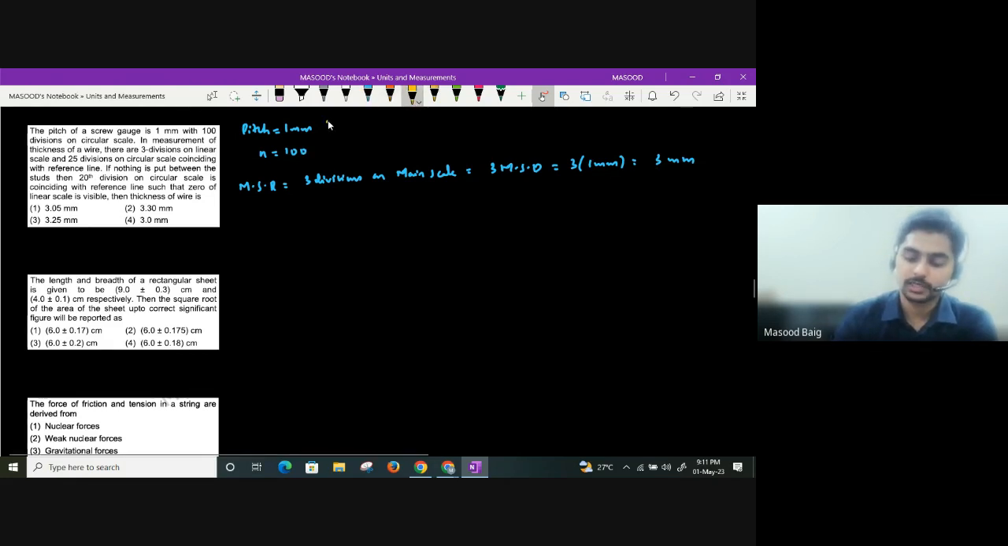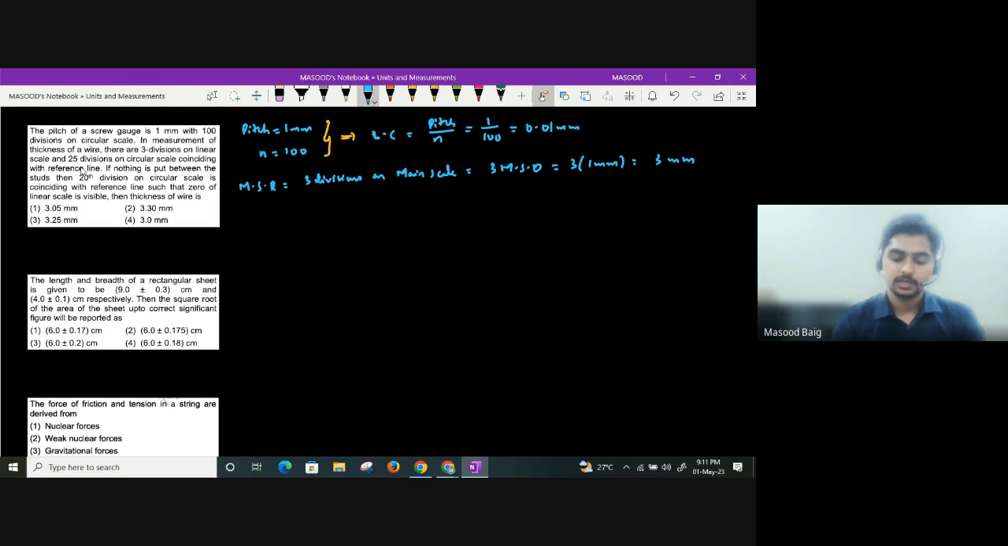From these two, pitch and number of divisions, can I calculate least count? Yes. What is least count going to be? Least count value will be given as pitch divided by number of divisions, which is 1 divided by 100. You will get it as 0.01 mm, guys. Then what they have mentioned, 25 divisions on circular scale coinciding with reference line. So here the circular scale reading happens to be 25, guys.